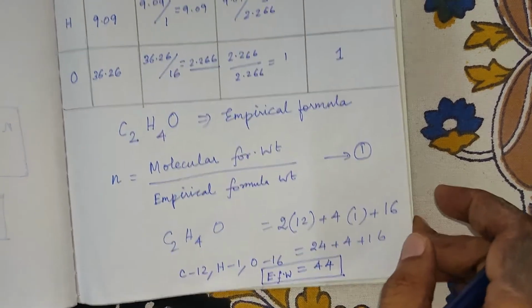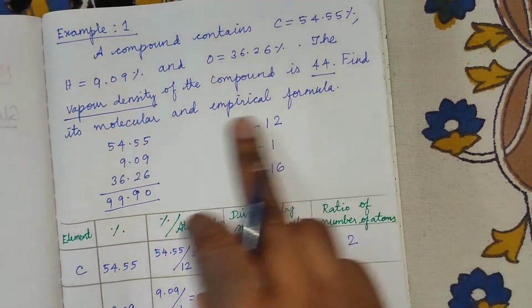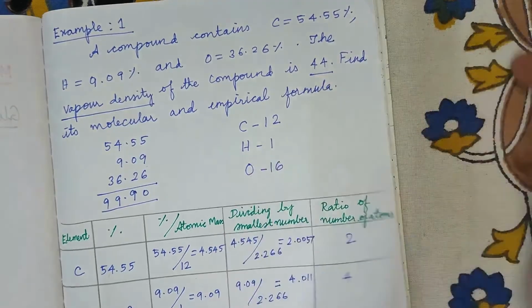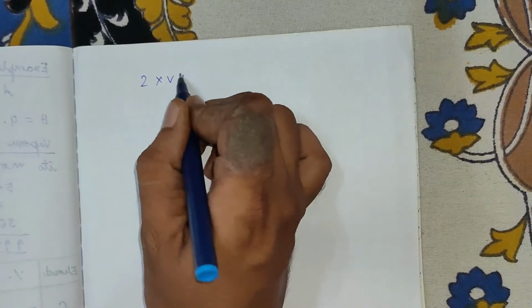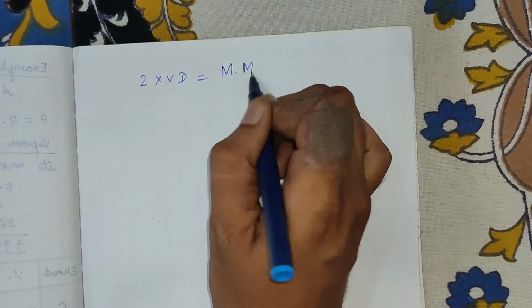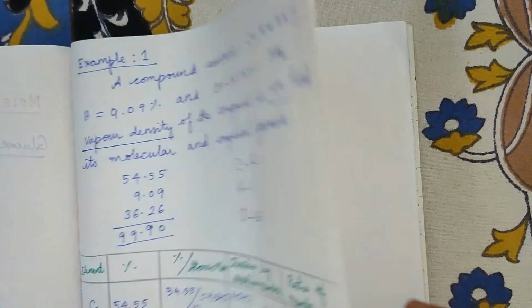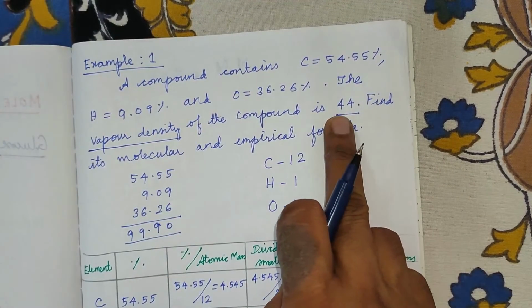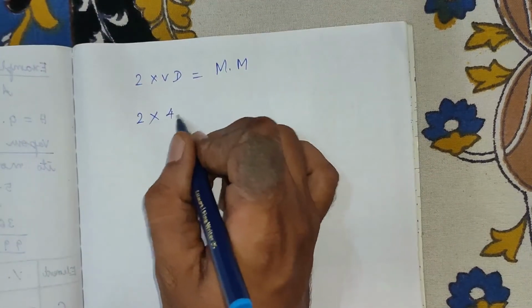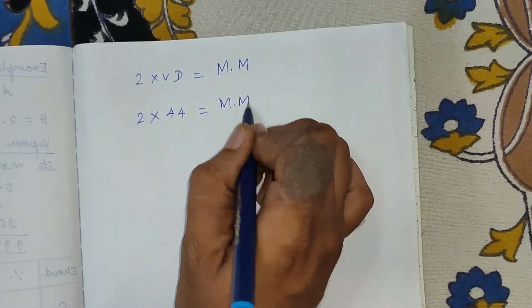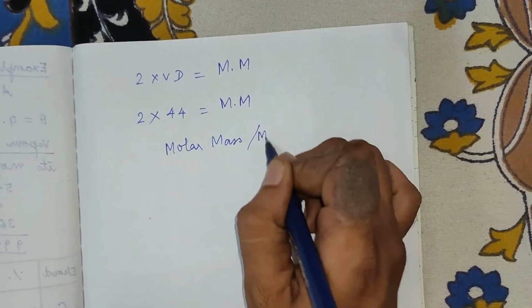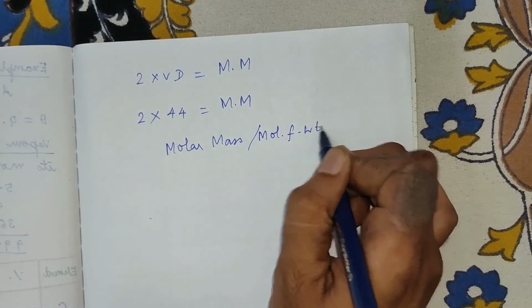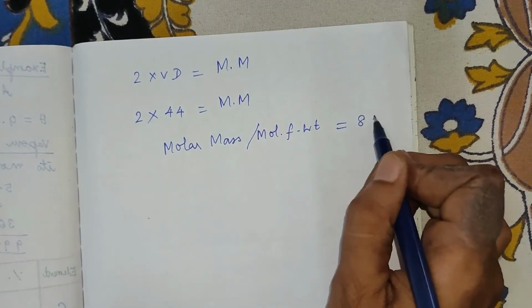I want to find out the molecular formula weight. What is given in the problem? Vapor density. So 2 into vapor density is equal to molar mass. Vapor density is given as 44. So 2 into 44 is equal to molar mass. So molar mass, or molecular formula weight, is equal to 88.